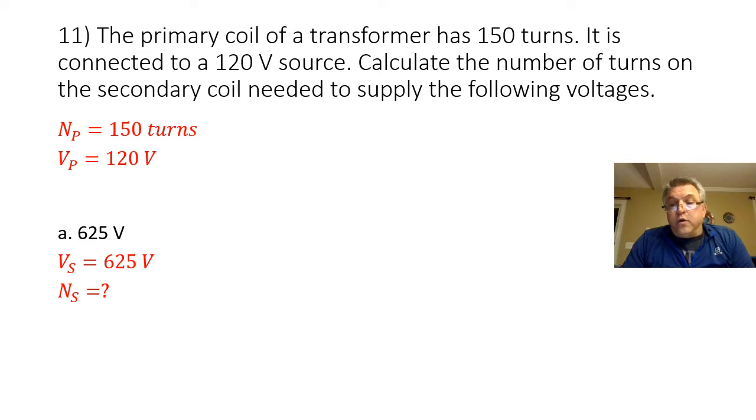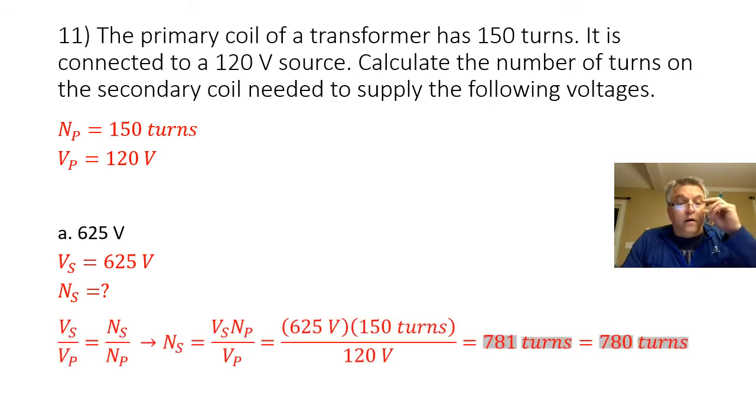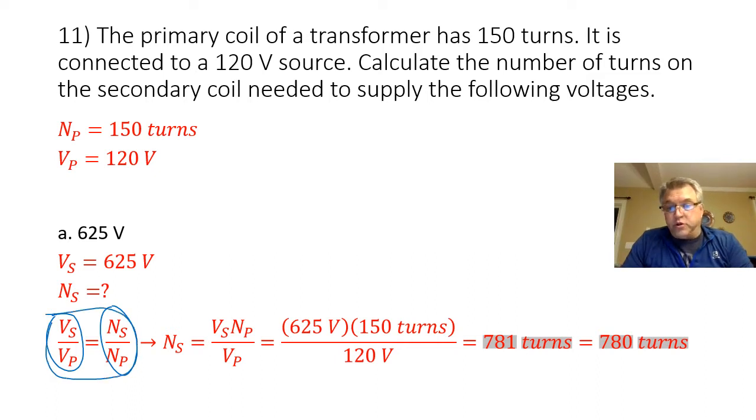So I know for transformers, I want to use the following equation. The ratio of the secondary voltage to the primary voltage is equal to the ratio of the number of turns on the secondary coil to the number of turns on the primary coil. Remember, we could read these as ratios, and altogether this is just a proportionality, so we could just treat this proportionally.